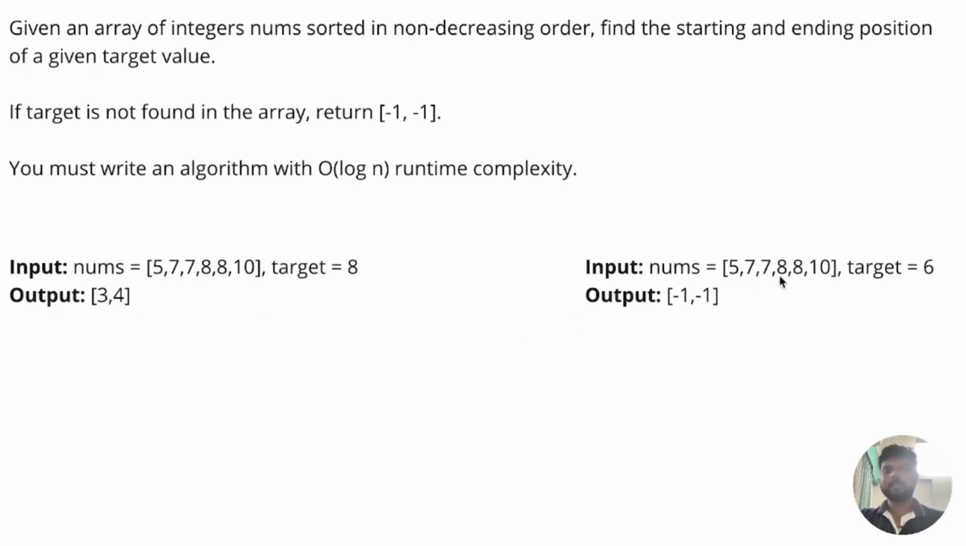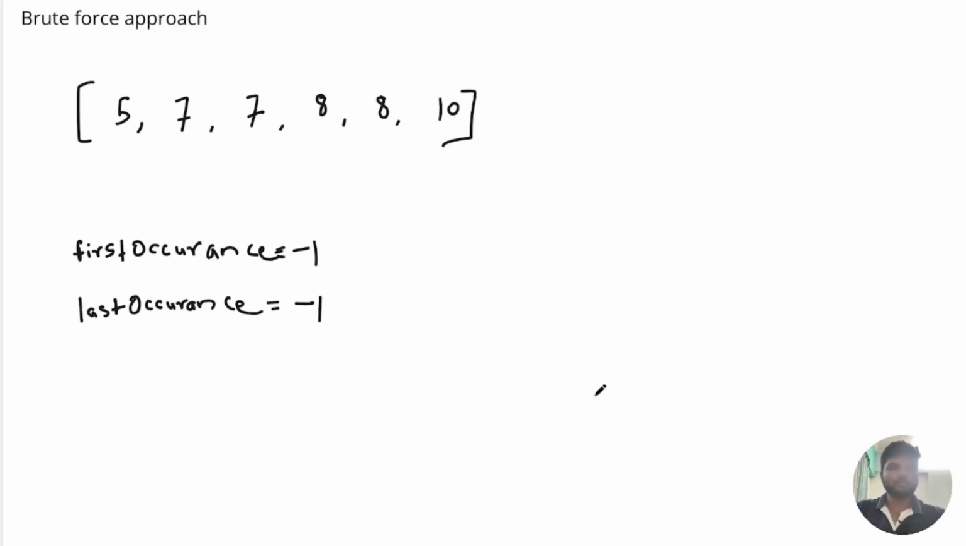Similarly, let's look at this. We are given the target 6. So the 6 doesn't exist in the array, so we are returning -1 comma -1. What would have happened if we had been given the target 7? It will be 0 1, so the starting position will be 1 and the ending position will be 2. So that's what we need to do. Hope you are clear with the problem and the sample inputs and outputs. Now let's look at the first approach, which is a brute force approach for solving this problem.